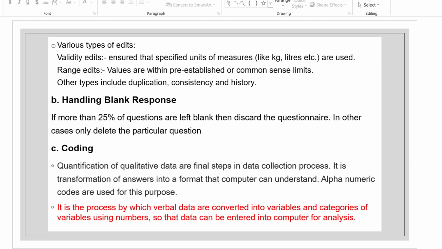The next step in data analysis is handling blank responses. If 25% of the questions are left blank, then we have to discard the questionnaire, or else we only delete that particular question. Next is coding. Coding means quantification of qualitative data. We assign alphanumeric codes to the data collected. This is for the purpose of computer analysis.